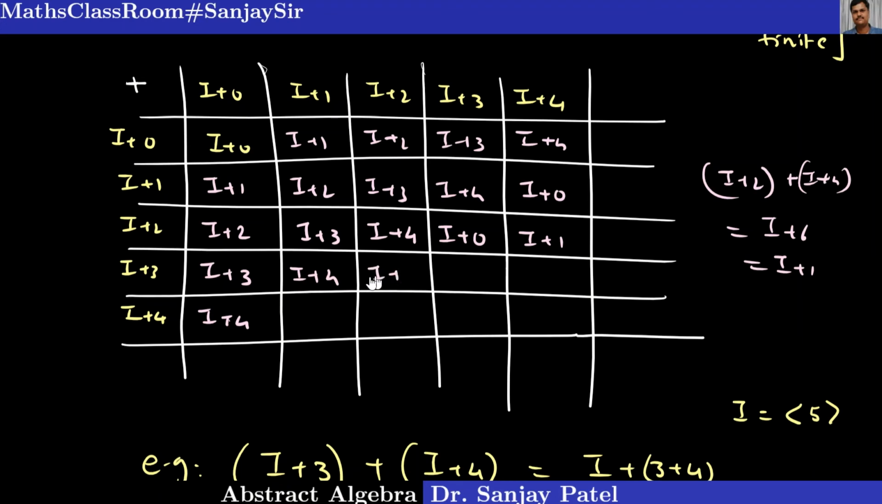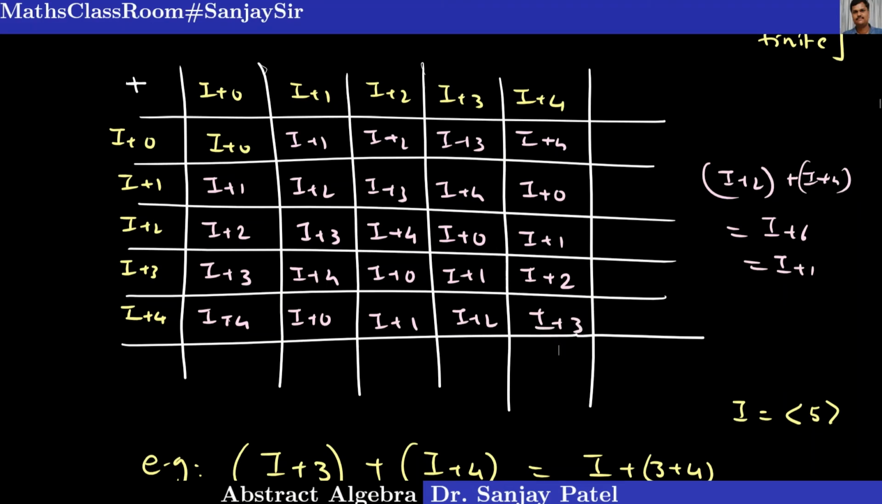Now if you want to check, I plus 3 plus 2 is I plus 4, then I plus 5, that is 0. Then I plus 3 plus 3, 6, that is 1. I plus 3 plus 4 is 7. 7 is equal to 2. Then again, I plus 0 here, I plus 1, I plus 2, I plus 3.